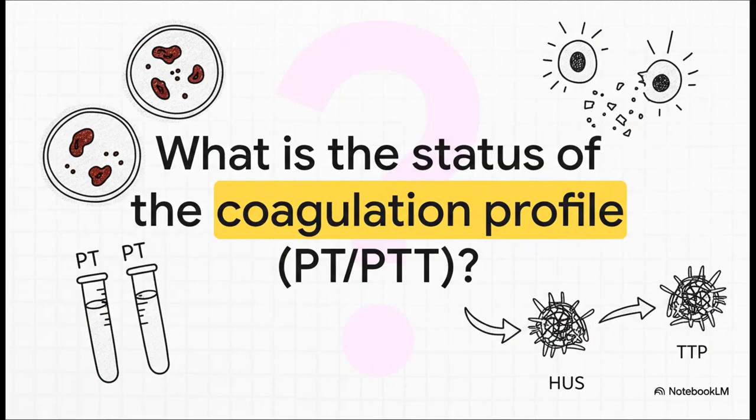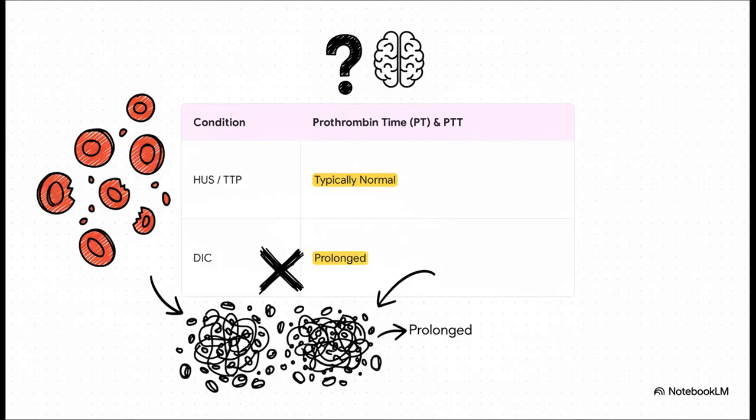Okay, here's the question of the day, something that trips up a lot of people. What's the status of the coagulation profile, your PT and PTT, in both HUS and TTP? They are typically normal, and this is a massive diagnostic clue. It's a key contrast with something like DIC, disseminated intravascular coagulation, where you'd see the PT and PTT are prolonged. Don't ever confuse platelet consumption with a true coagulopathy.